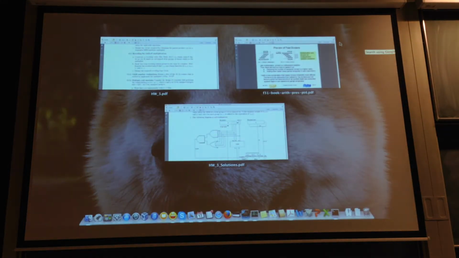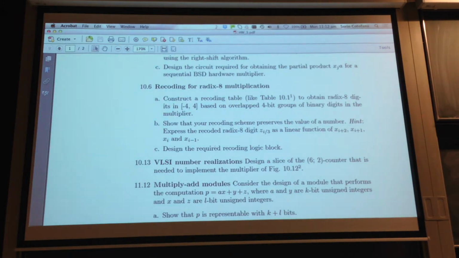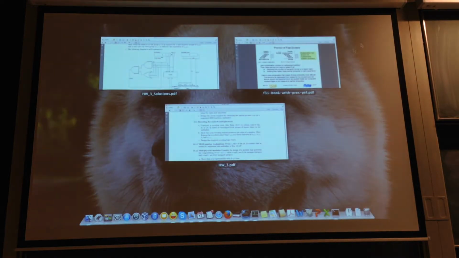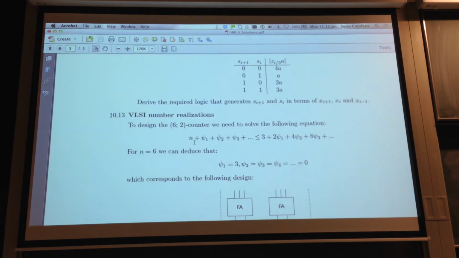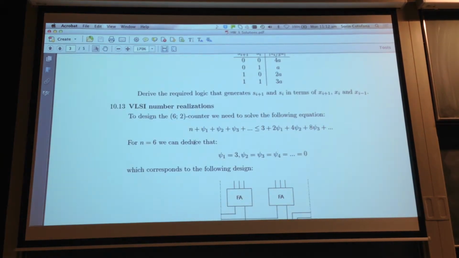Okay, now, next one. Next one is about the realization of a 6-to-2 counter. And then what I want to do is I want to design a 6-to-2 counter.